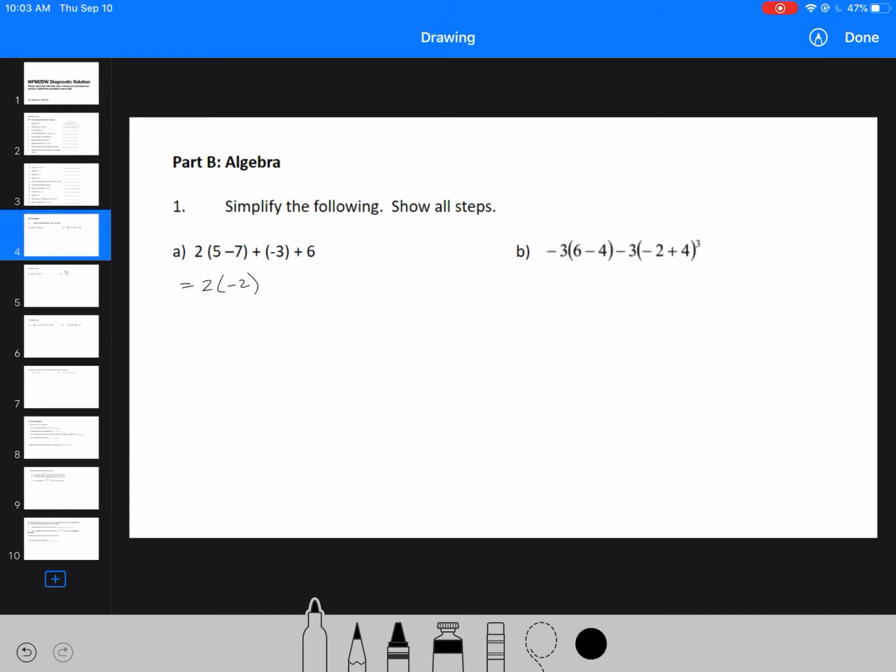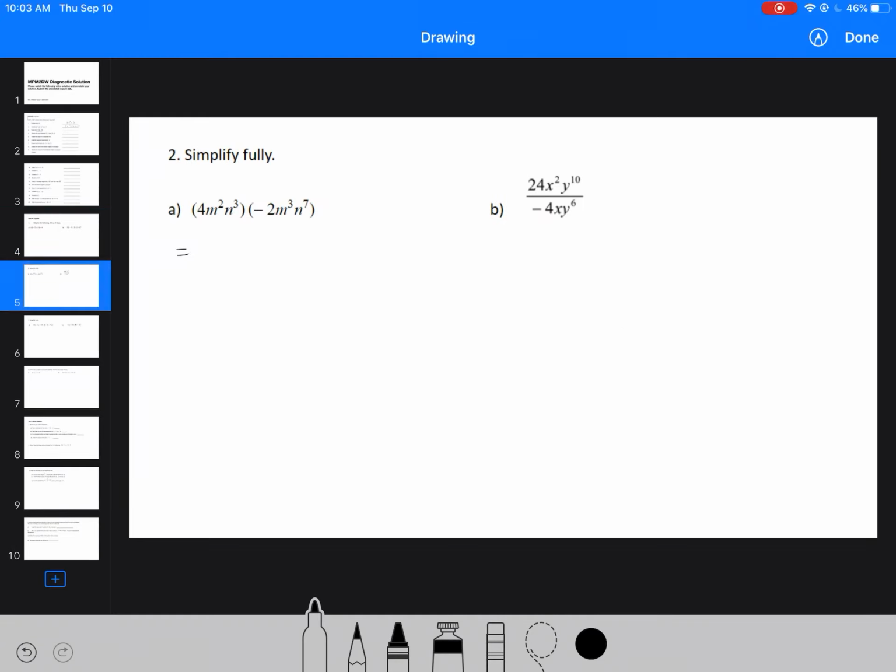So 2 times minus 2 minus 3 plus 6. We've got minus 4 minus 3 plus 6. Minus 7 plus 6 is minus 1. Here we've got minus 3 times minus 2 minus 2 cubed. Got a 3 there. So here I've got 6 minus 3, 2 cubed is 8. So then I've got 6 minus 24, which would be minus 18.